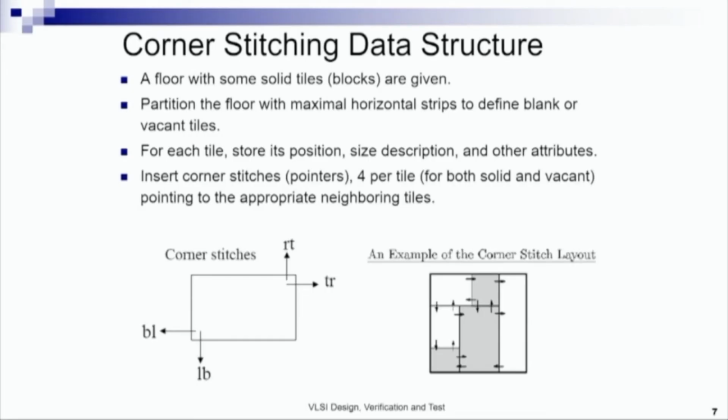If this one is a tile, it has 4 pointers: RT pointer, right top, top right, bottom left and left bottom. These 4 pointers point to 4 tiles which are neighboring to it, right. And this is an example as to how the whole layout will be represented through the corner stitching data structure. We see that each tile is stitched to the tiles neighboring to it, right, through the pointers that we have here.